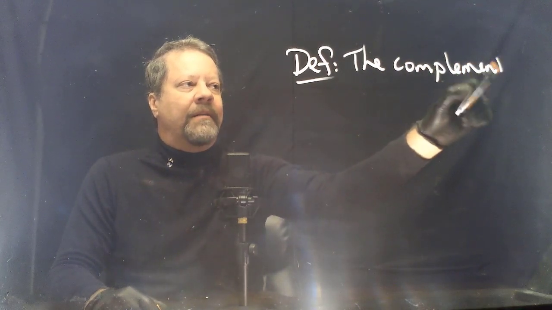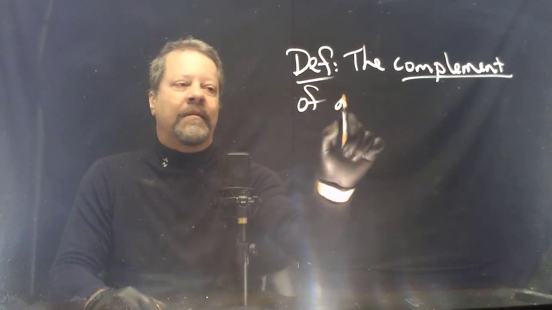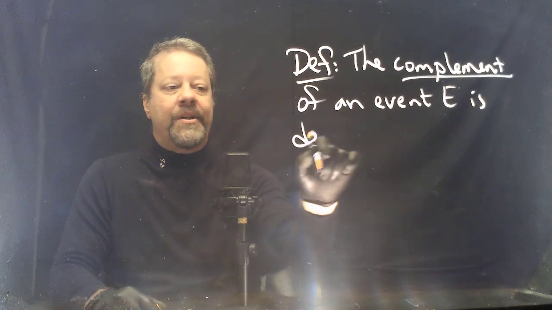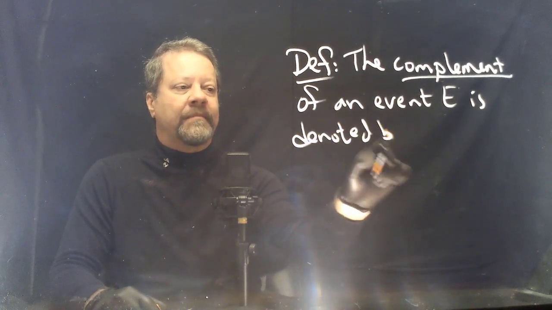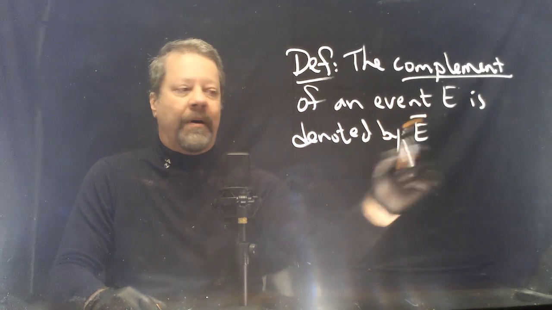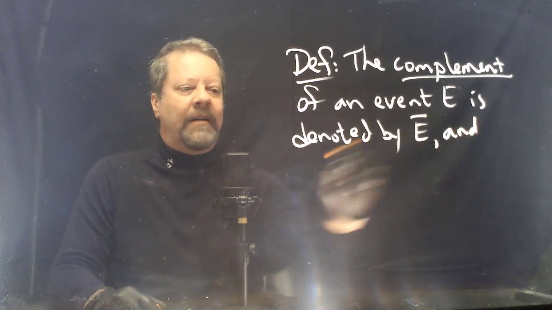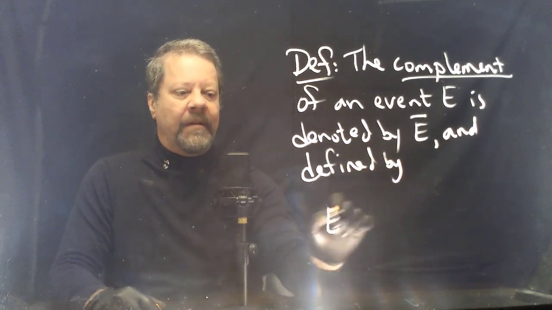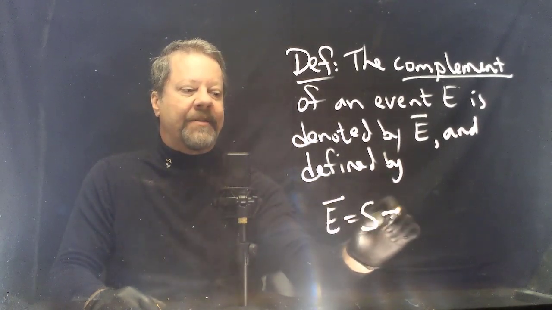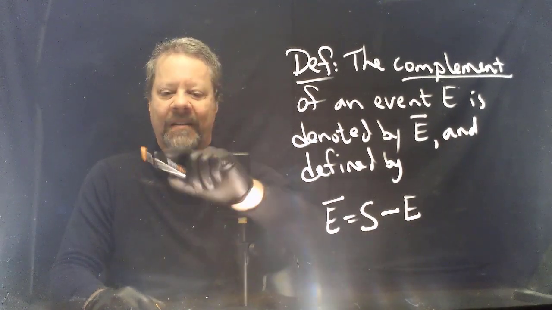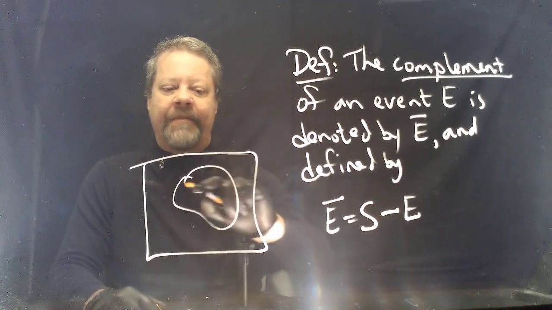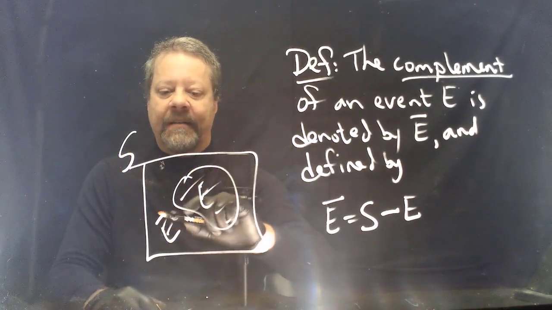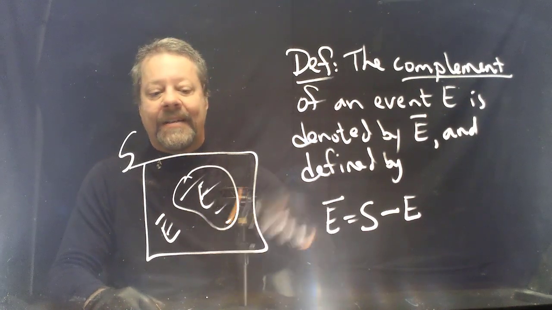The complement of an event E is denoted by E bar and defined by E complement is everything in the sample space that is not in E. So in terms of a Venn diagram, if you have some event E, and this is the sample space, then the complement will be everything outside of E.